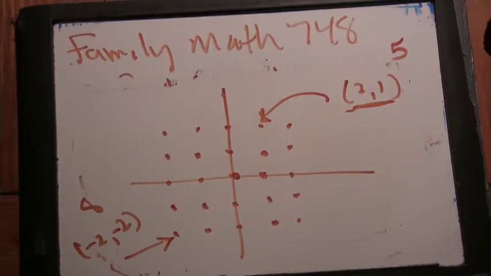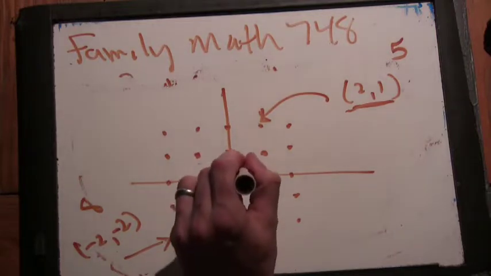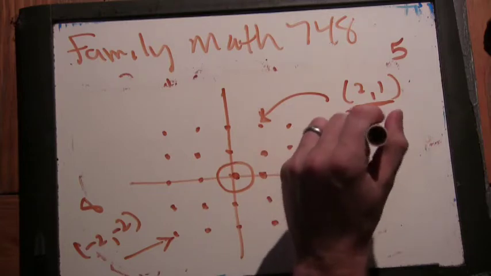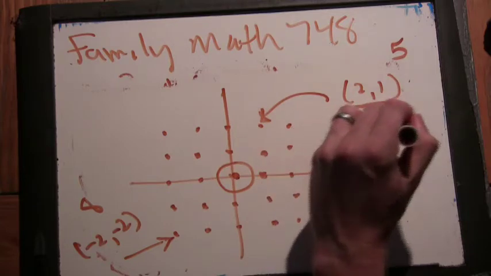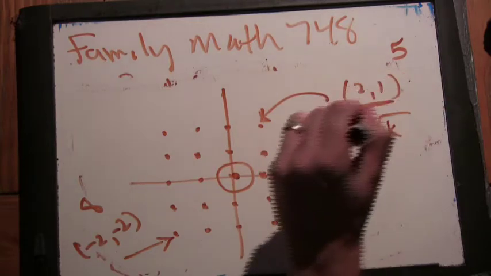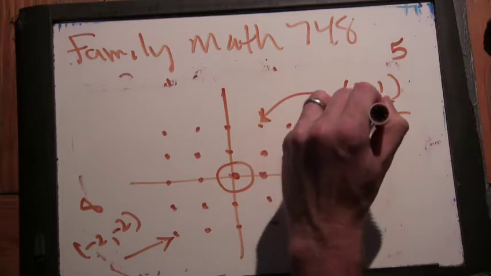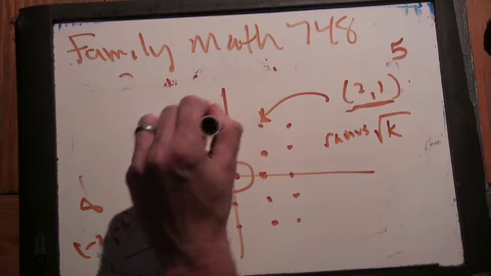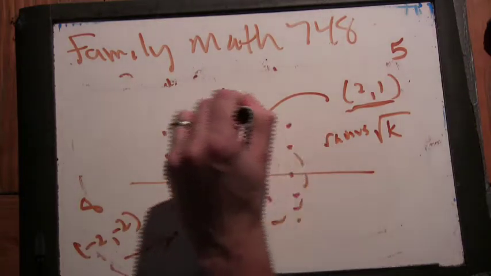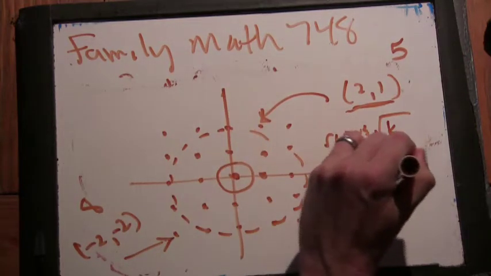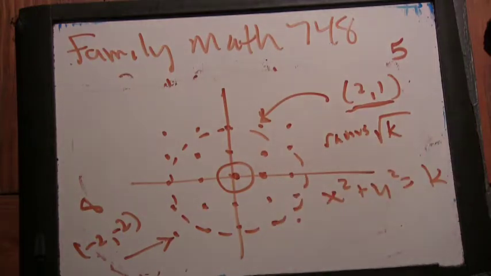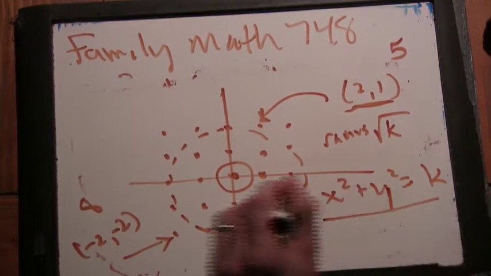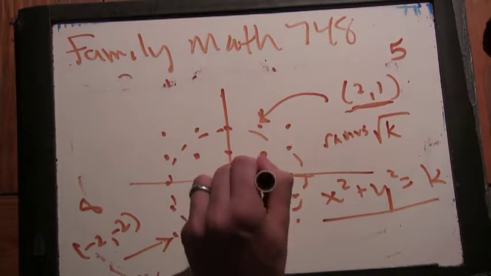And then he made the amazing observation that if I look at circles here of radius root k, well, this is the circle x squared plus y squared equals k. That's the equation of a circle, right? X squared plus y squared equals k, and here's my radius, square root of k.